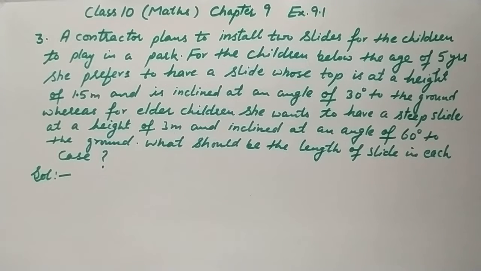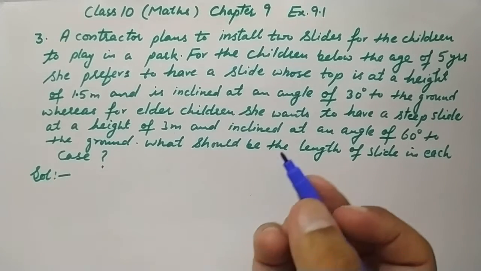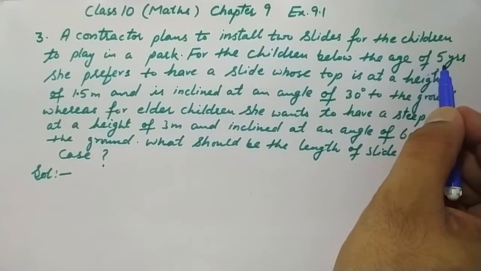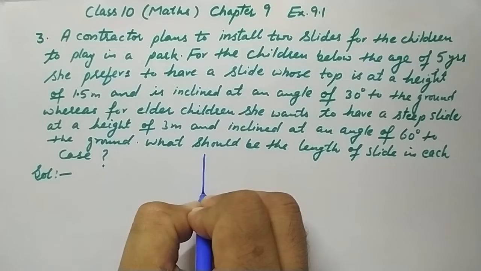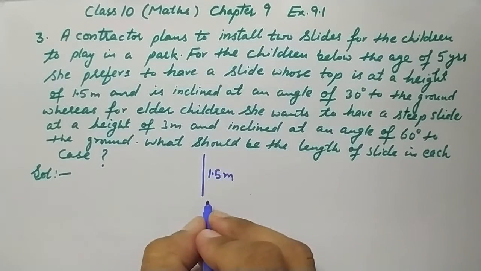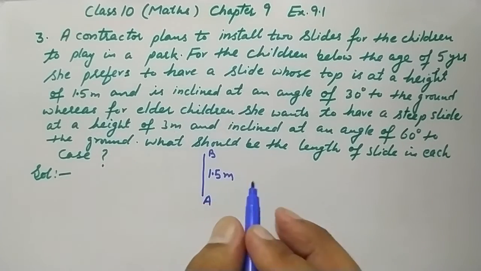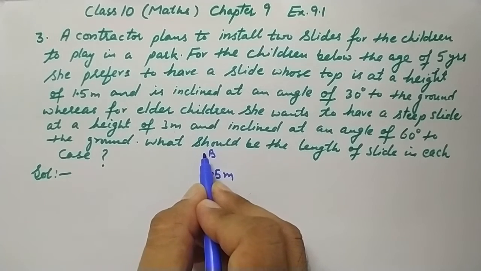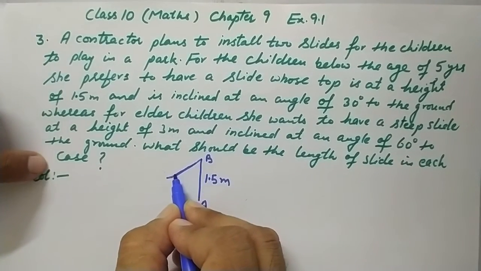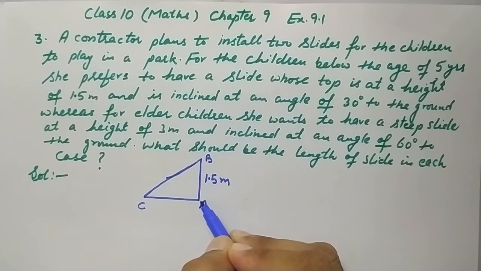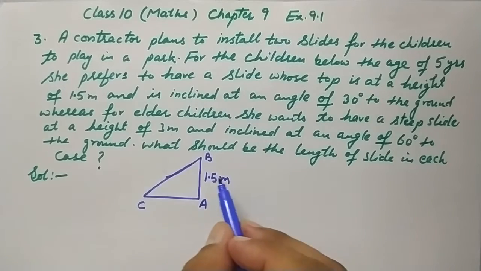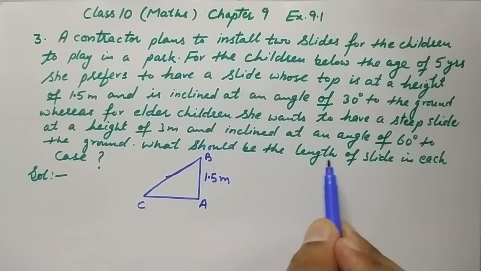So in this question, there are two slides given. One slide is for junior students, and the other slide is for elder children. For the students below the age of 5 years, she has planned a slide at a height of 1.5 meters. Suppose AB is the height of the slide, which is 1.5 meter, and children will go up from here and come sliding this way. So BC is the length of the slide, and AB is the height of the slide. In this case, we need to find out the length of this slide BC.